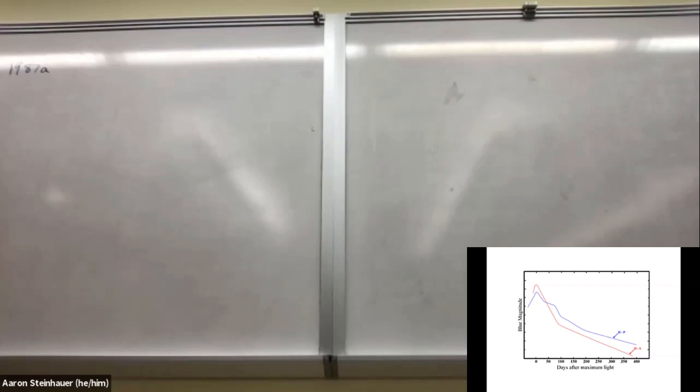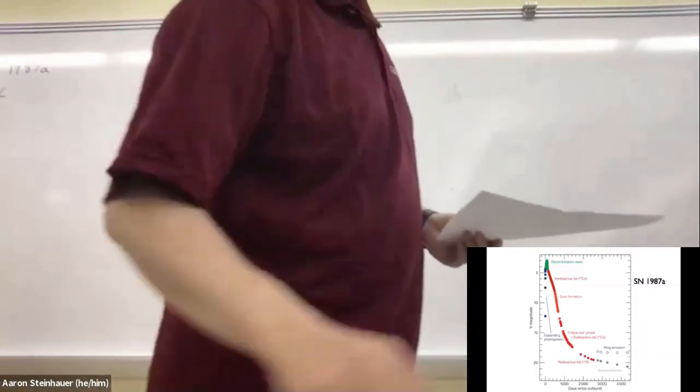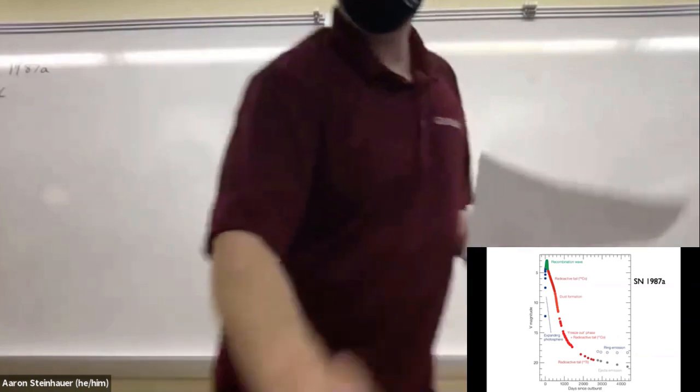It is the only local supernova of the modern era. And by the modern era, I mean of the past 300 years. It's the only one that's gone off in our galactic neighborhood. It wasn't even in the Milky Way. It was in the Large Magellanic Cloud. And this is the light curve from supernova 1987A.